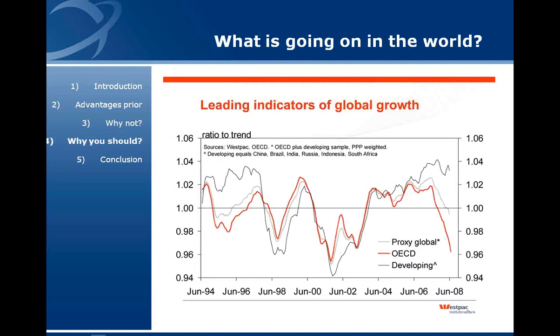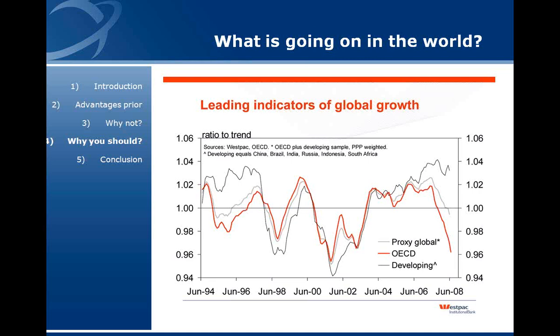When one looks at the economy as a whole, you can see here from this graph that the red line is the OECD, so effectively the first world economies. The gray line is the developing countries, and it basically includes China, Brazil, India, Russia. And you can see that they are going to be the factors that are going to drive growth amongst the world economy over the next 5 to 10 years.